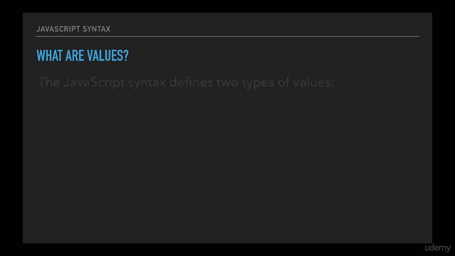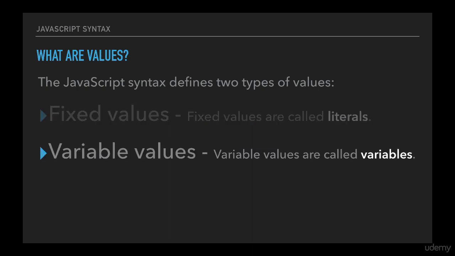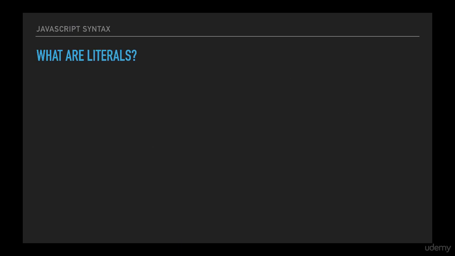What are values? Well, the JavaScript syntax defines two types of values. One is fixed values, which are nothing but literals. The next is variable values, which are nothing but variables. So a fixed value or a literal will not change. A variable value has a tendency to change.